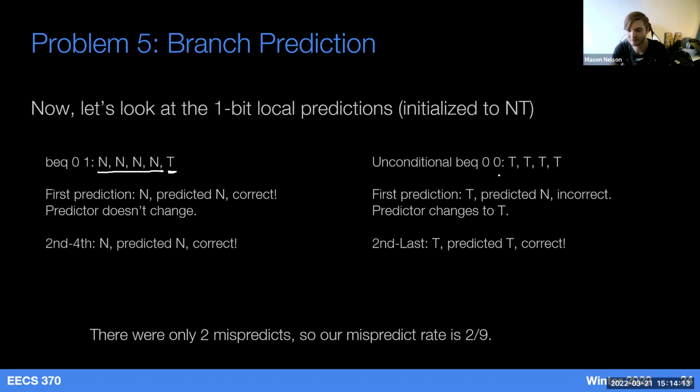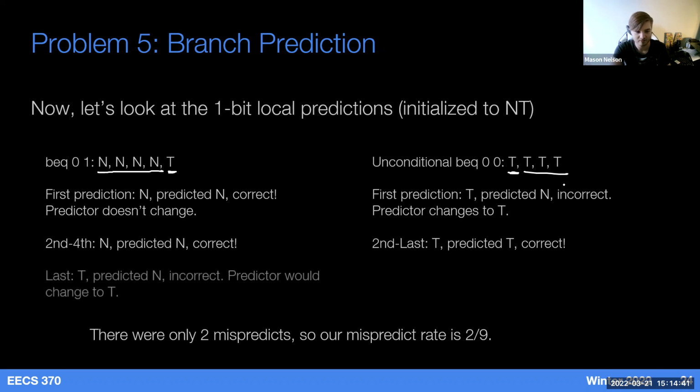And then we'll have for our unconditional a separate predictor that will predict not taken the first time. It'll be wrong, so mispredict there, but then it'll be predicted taken for the rest. And so in total, we only have 2 mispredicts out of 9 BEQs that we execute. So that's pretty good. Not as good as the last static one that we had, where we predicted not taken for forward and taken for backward, but it's still pretty good. Let's look at a global one next.